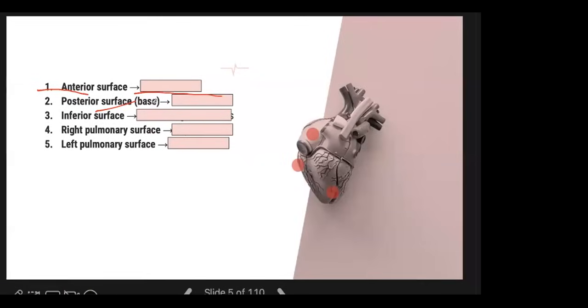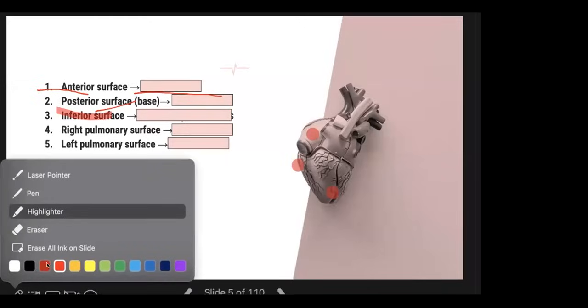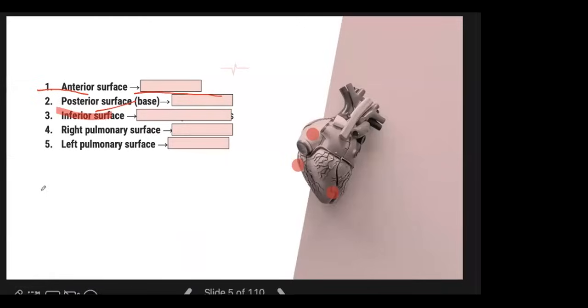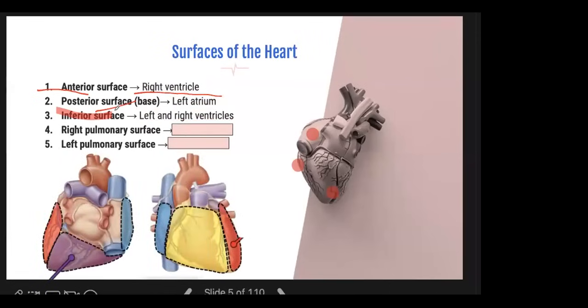Okay, so the left atrium is going to make up the posterior surface. The inferior surface is made up by what? The left ventricle, yes. This is going to be the left and right ventricle. So both are going to make the inferior surface. The inferior surface is going to be majority left ventricle, but also right ventricle.